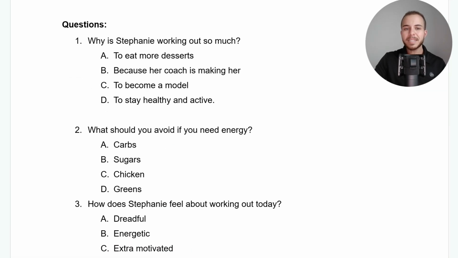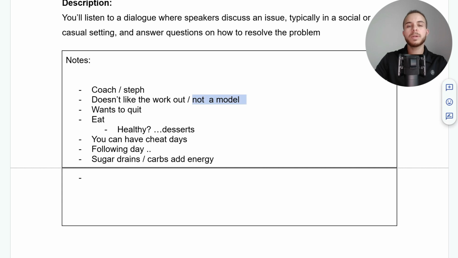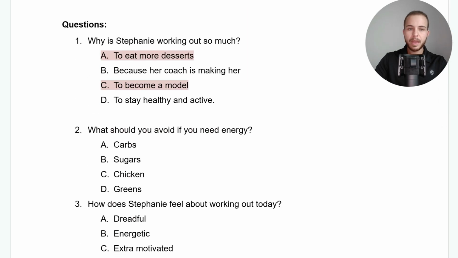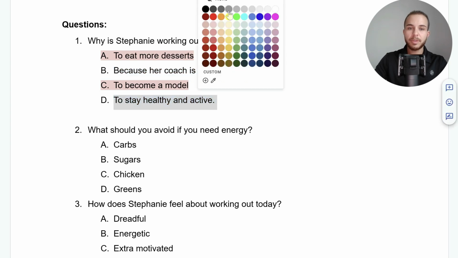Number 1, why is Stephanie working out so much? Not to eat more desserts and not to become a model. She did say that. She says, I do not want to be a model. Is her coach making her, or does she want to stay healthy and active? Well, it doesn't seem that her coach is pressuring her too much to eat healthy, so I'm going to assume that it's D, to stay healthy and active.